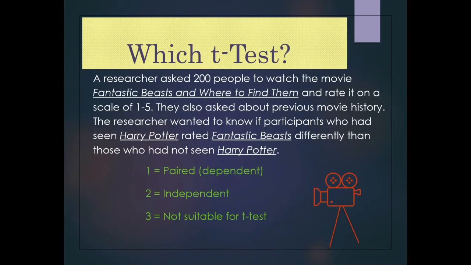A researcher asked 200 people to watch the movie Fantastic Beasts and Where to Find Them and rate it on a scale of 1 to 5. They also asked about previous movie history. The researcher wanted to know if participants who had seen Harry Potter rated Fantastic Beasts differently than those who had not seen Harry Potter. So would this be a paired or dependent t-test? Would this be an independent t-test? Or is this not suitable for t-tests?